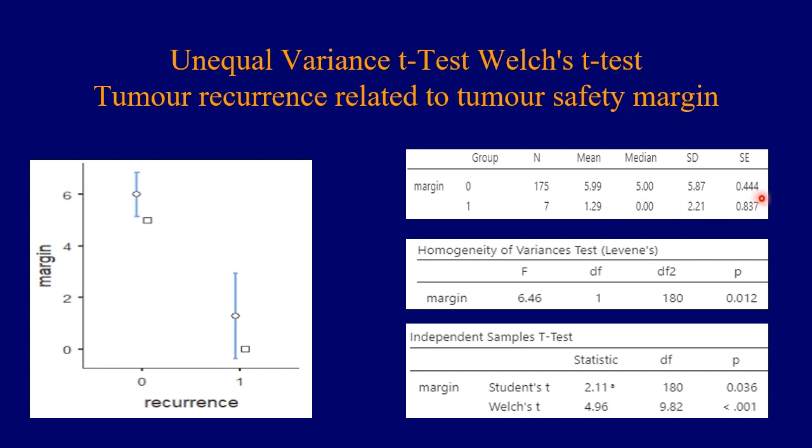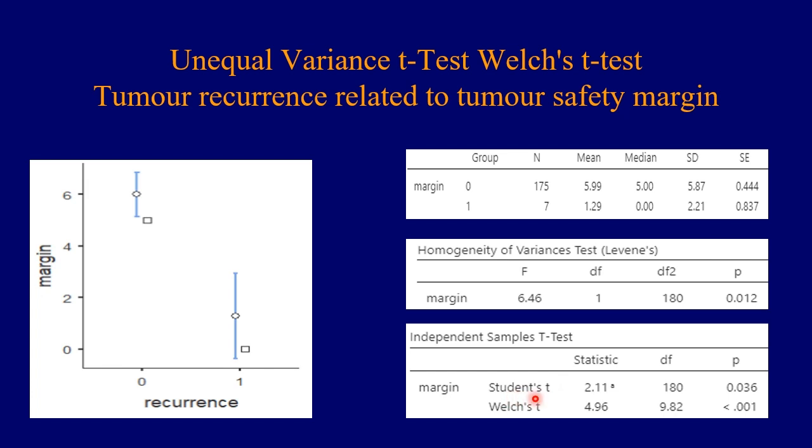And of course, because the numbers in the two groups are different, the standard errors are quite different as well. So we run the Levene's test to check for the homogeneity of the variances of the two groups, and this time it is actually significant. So if it is significant, you cannot use the student's t-test, you should be using the Welch's test.